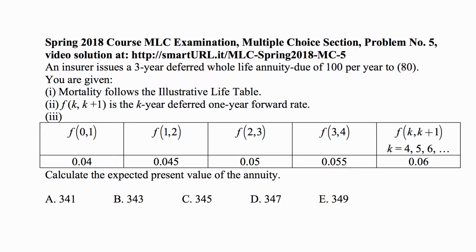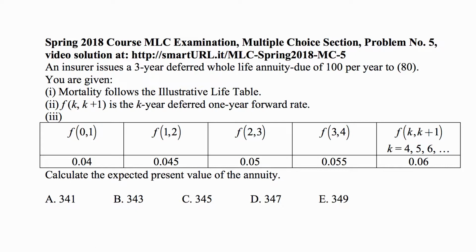Here's a problem for May 27th, 2018 for exam LTAM. It's the last exam MLC, multiple choice section, problem number 5, exam from April 2018. An insurer issues a 3-year deferred whole life annuity due of $100 per year to an 80-year-old person. You are given that mortality follows the illustrative life table.